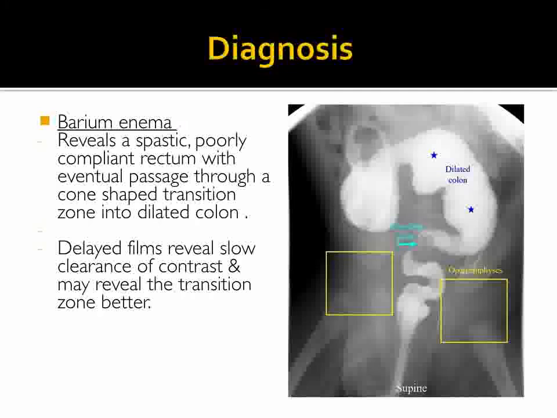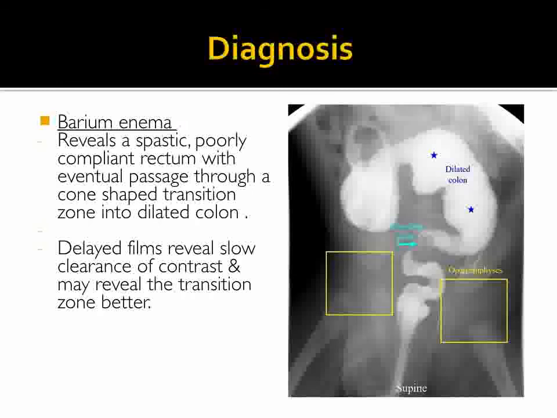That is the spastic colon, the spastic and collapsed colon, and then the funnel, and then the dilated colon. So the barium enema reveals a spastic, poorly compliant rectum with eventual passage through a cone-shaped transition zone. This is the hypoganglionic zone, and then the dilated colon, that is the normally ganglionic colon.